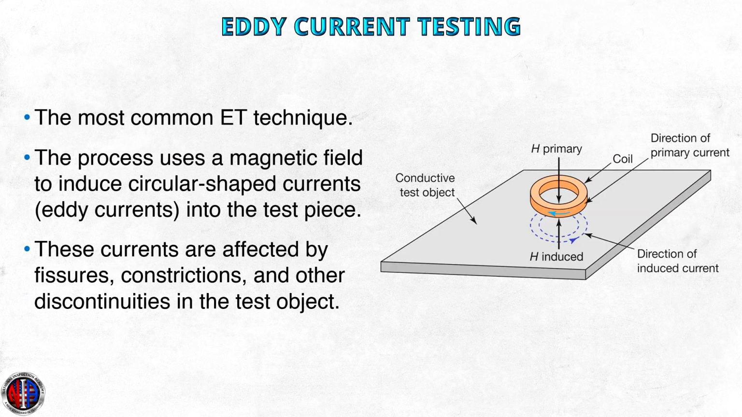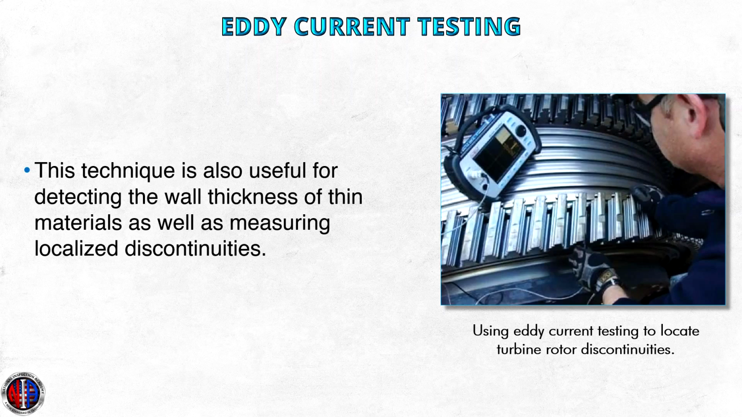Eddy current testing. Eddy current testing is the most common electromagnetic testing technique. The process uses a magnetic field to induce circularly shaped currents, called eddy currents, into the test piece. These currents are affected by fissures, constrictions, and other discontinuities in the test object. This technique is also used for detecting the wall thickness of thin materials as well as measuring localized discontinuities.